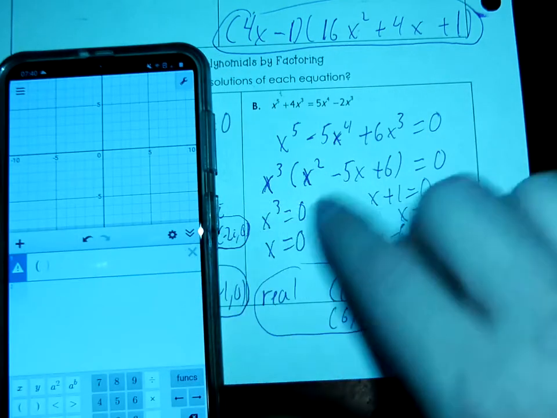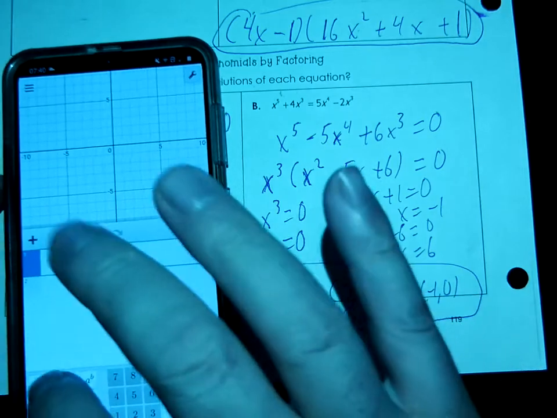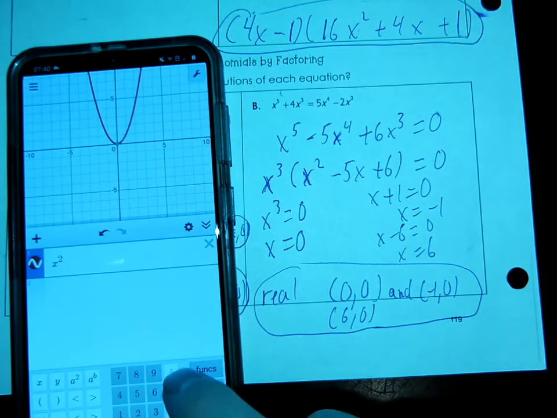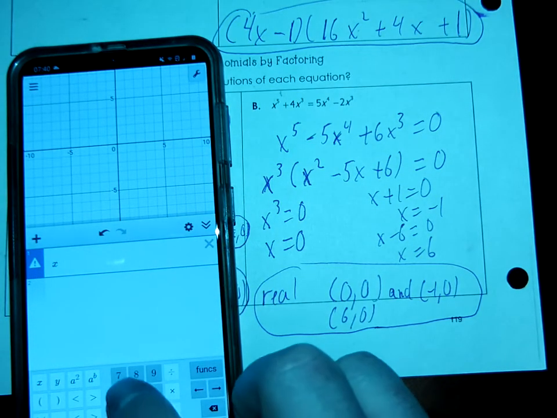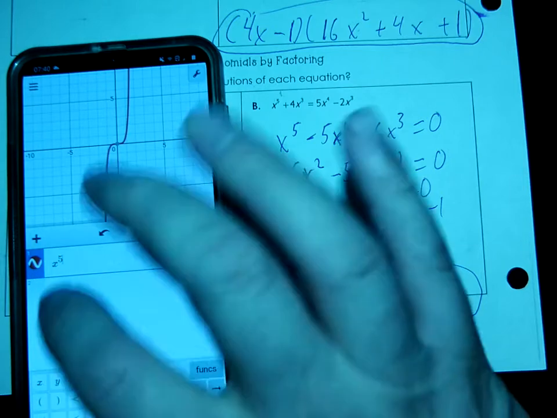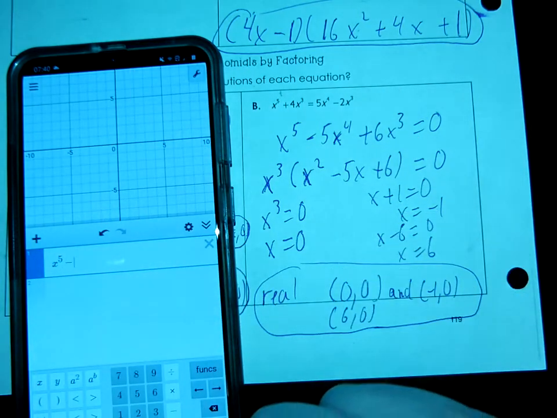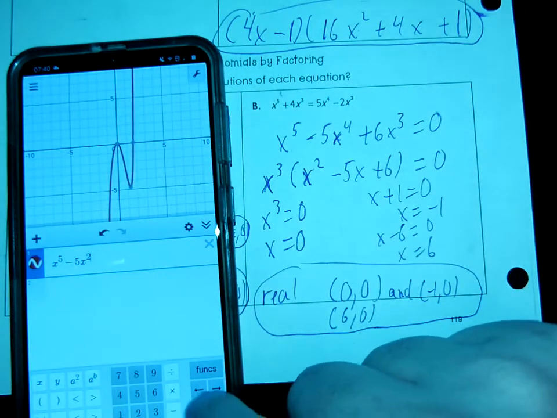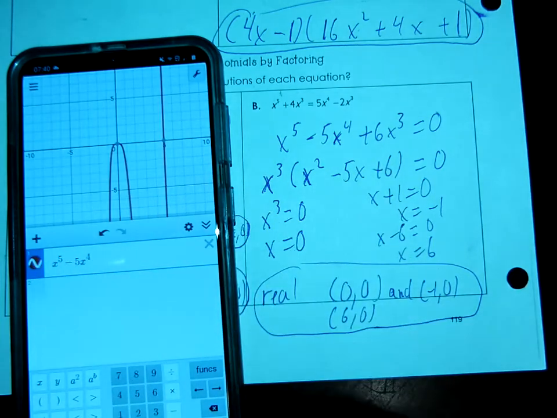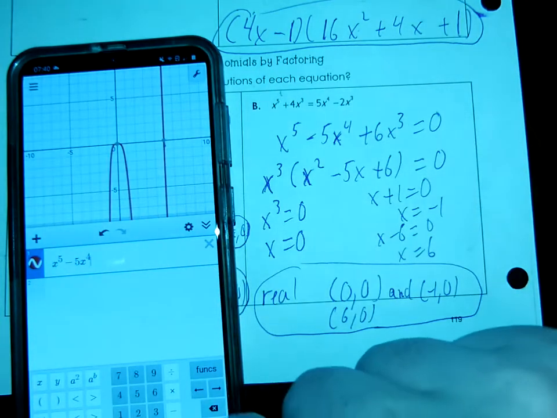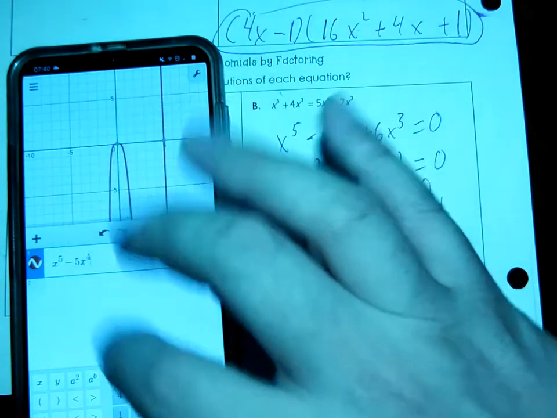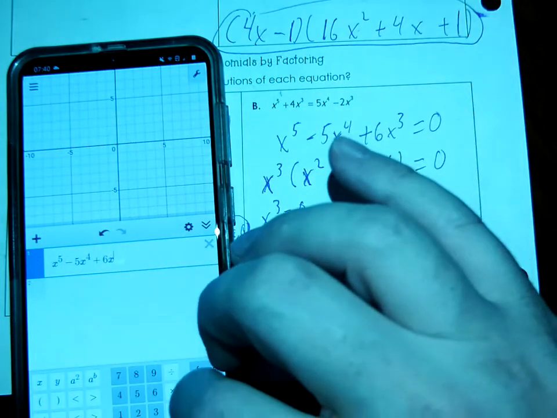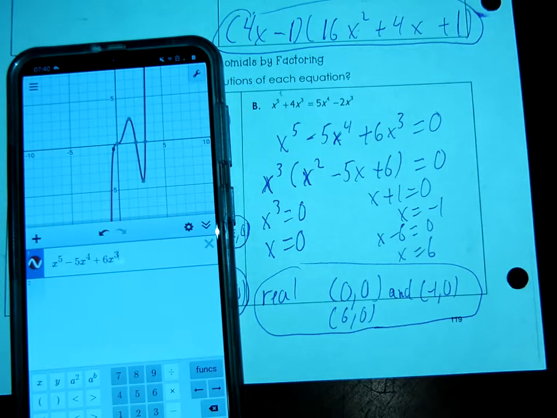Alright, so for this other one, to get the x to the 5th, the way I've figured it out is type in x squared, but then go up, click above, and change the squared into a 5. So that's now x to the 5th. Minus 5x. Again, I'm going to use the squared key, but tap it and make it x to the 4th. And then plus 6x cubed.